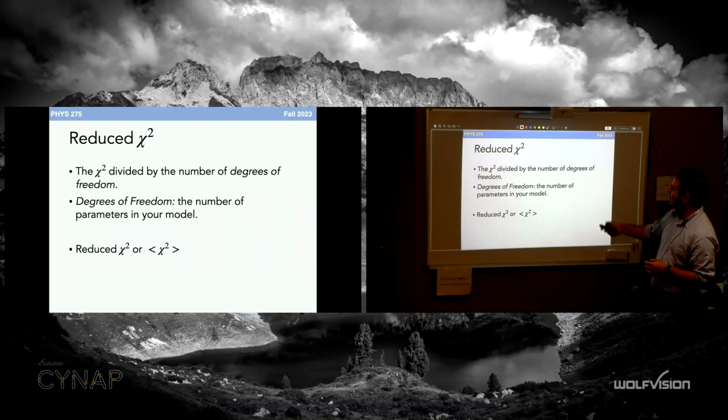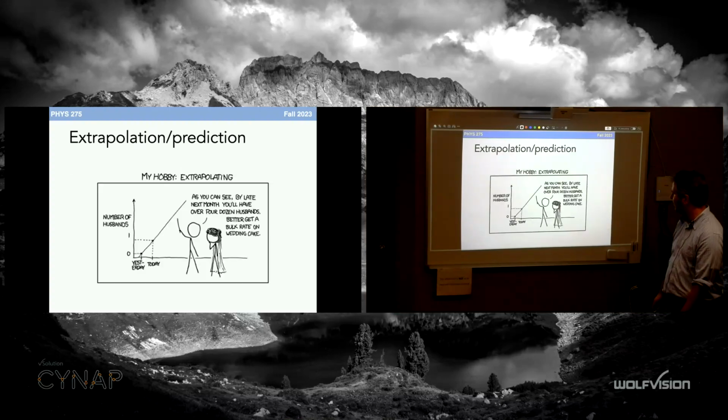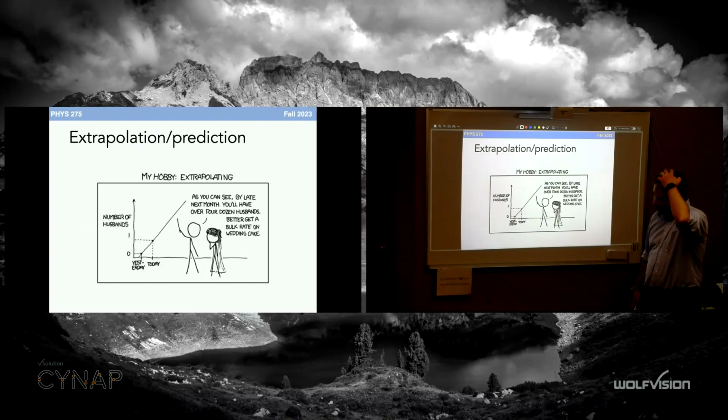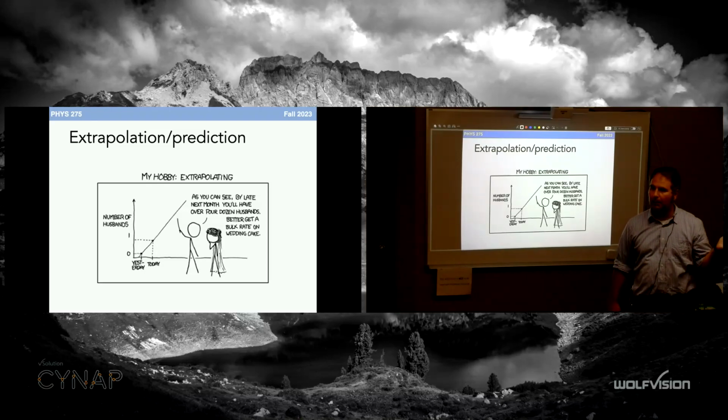So the reduced chi-squared is the chi-squared divided by the number of degrees of freedom. The degrees of freedom is the number of parameters in your model. So you've got reduced chi-squared, or sometimes it's written between these pointy brackets. What also works is just simply extrapolating and seeing if the model gets silly at some point. Because that tells you over what range this model is valid.